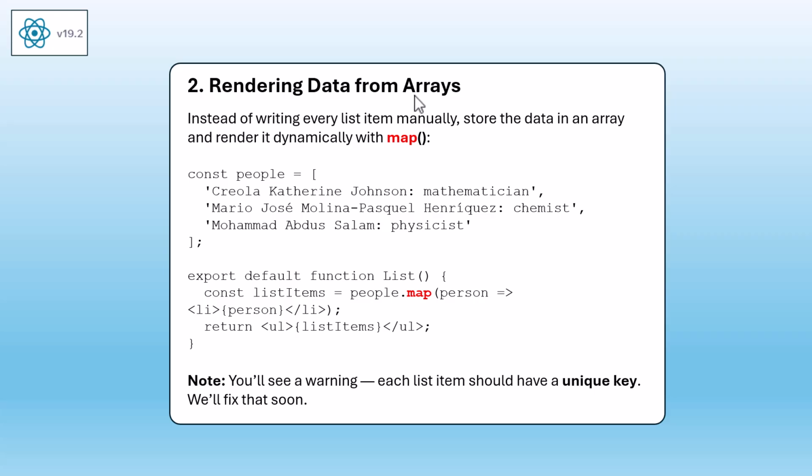Here's the logic. You move your data into an array, and then you use the map method to transform each item in that array into a React element. The map method creates a new array, where every original data element is represented as a component. Finally, you return that new array of components as part of your user interface. When you do this, React will display all the list elements on the page. However, you'll notice a console warning telling you that each child in a list should have a unique key property. This is an important concept that we'll revisit later.